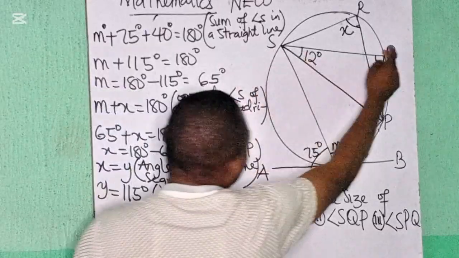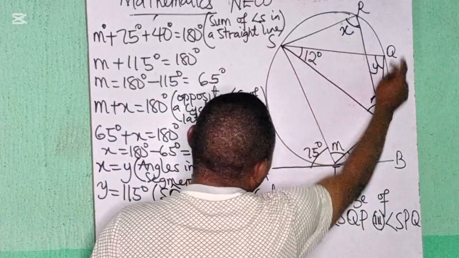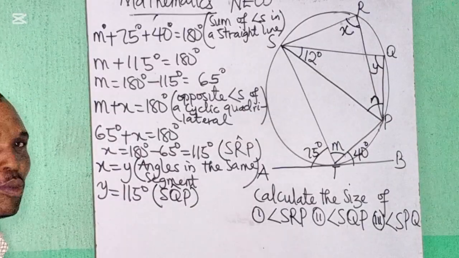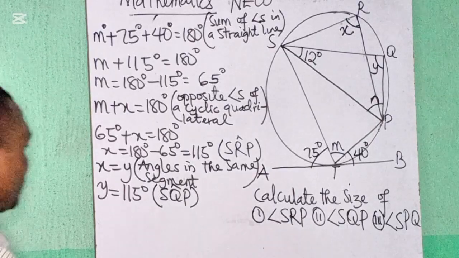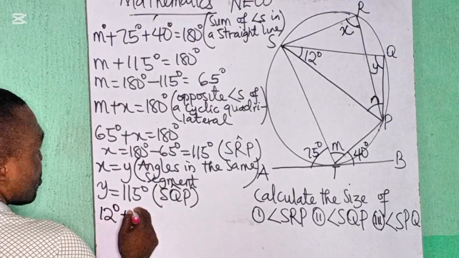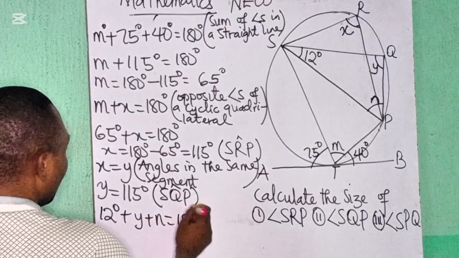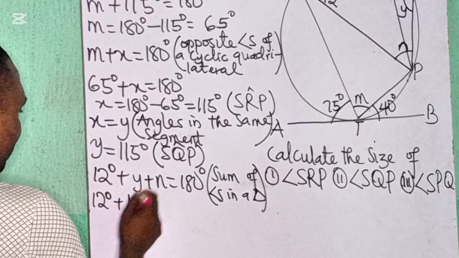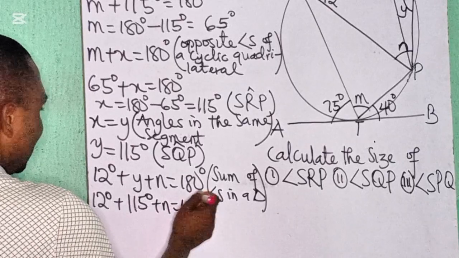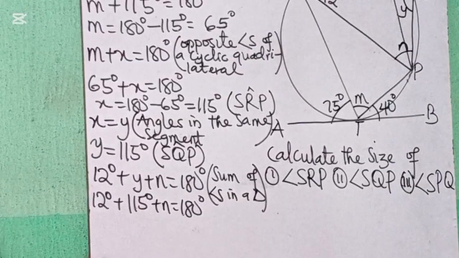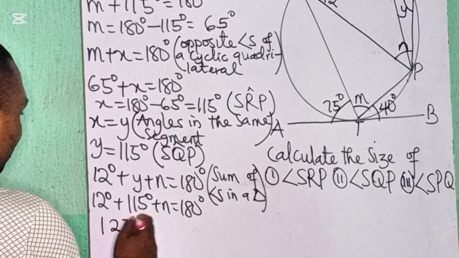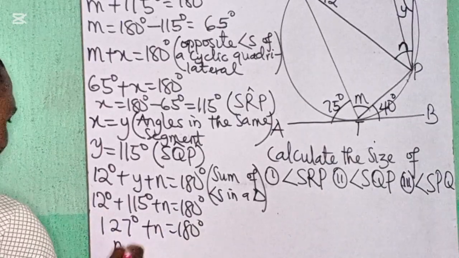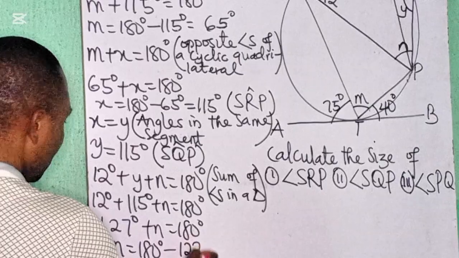Now if we consider this particular triangle here, you discover that 12 degrees, Y and N are all in the same triangle. What is the sum of angles in a triangle? 180 degrees. So I can write 12 degrees plus Y plus N equals 180 degrees. The reason is sum of angles in a triangle. My Y is 115 degrees, so 12 plus 115 plus N equals 180 degrees. 12 plus 115 gives us 127 degrees. Am I correct? Good. 127 degrees plus N equals 180 degrees, so N equals 180 degrees minus 127 degrees.